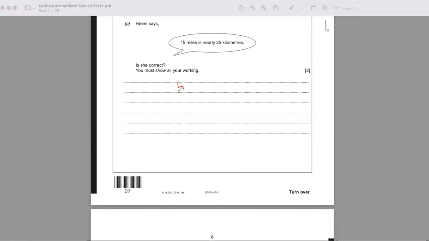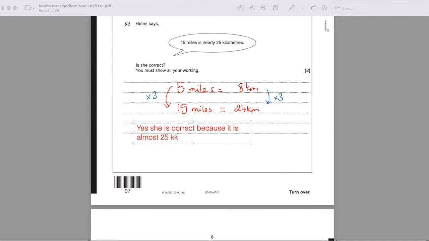So they do expect you to know this. Every 5 miles equals 8 kilometers, and just use that to convert the rest of them. So 15 miles, using ratio: how many 5s go into 15? 3. If you times 3 that side, you times 3 this side. That would give you 8 times 3, 24 kilometers. So is she correct? Yes, she is correct, because it is almost 25 kilometers.